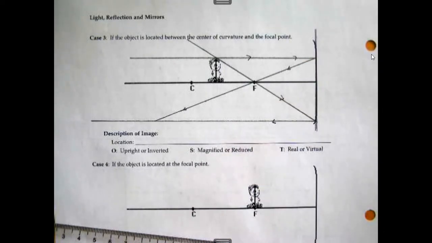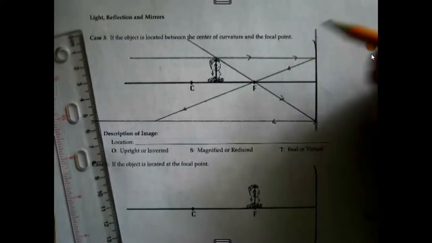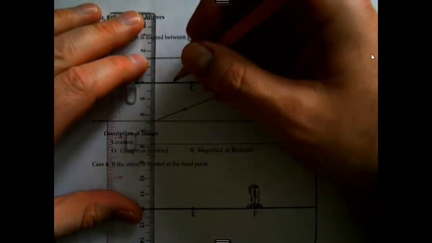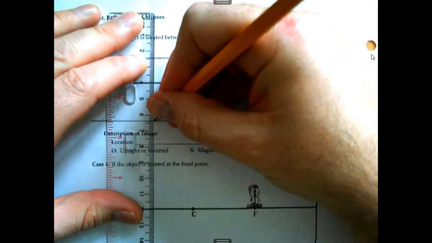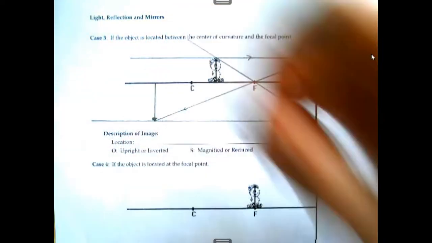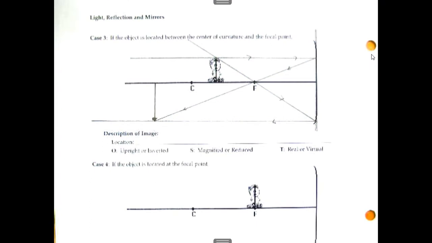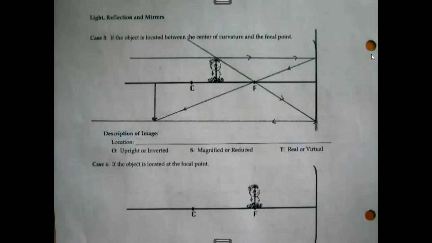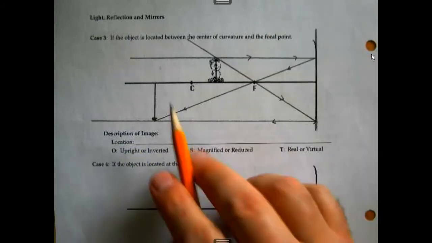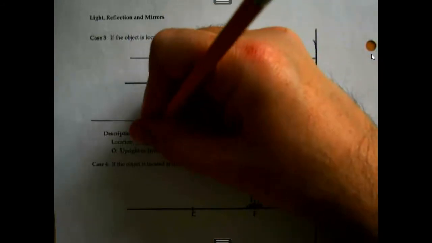Okay. And I was lucky. That's why you want to draw your lines kind of long, because you want to make sure that if they go farther away, they're going to be there. There we go. I did it just long enough. Okay. And that's my image. So now we're going to do the same thing that we did before. Location: now we can say it's beyond C.